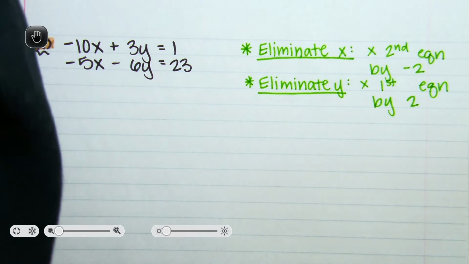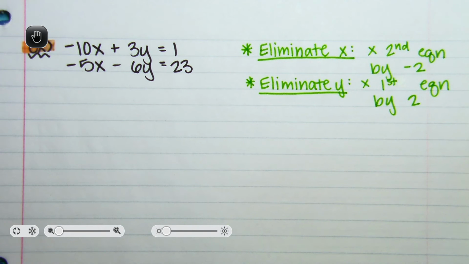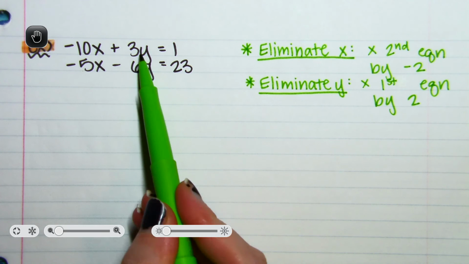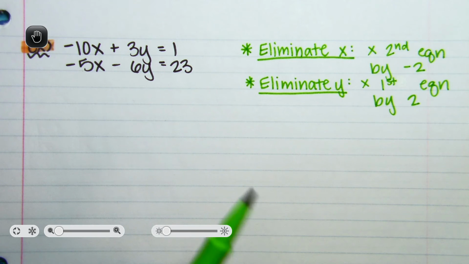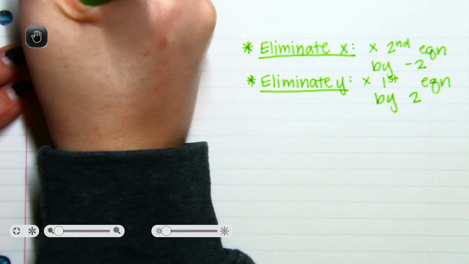So this is where your own personal preference and your choice comes in. You decide whether you want to eliminate the x or the y. Me personally, I would choose to eliminate y because we already have one that's positive and one that's negative. But that's just my own personal preference. So that's what I'm going to do here.